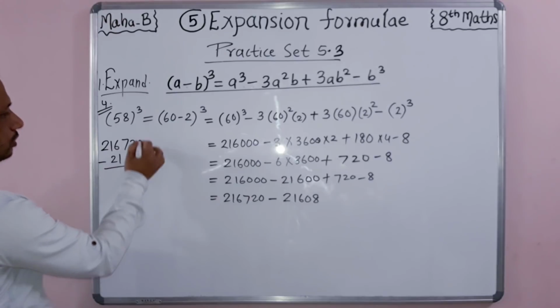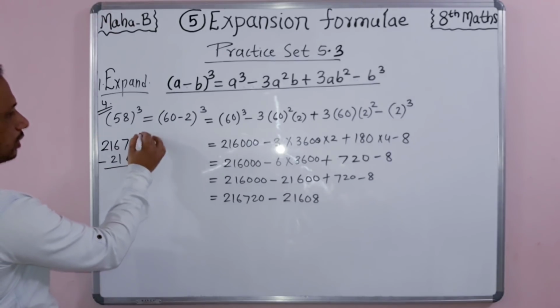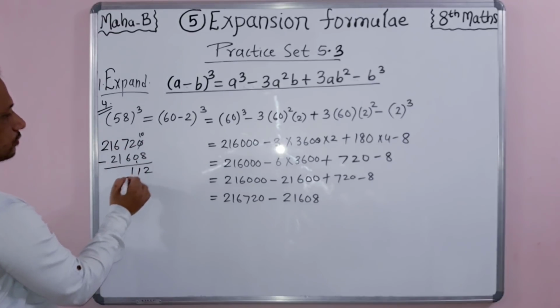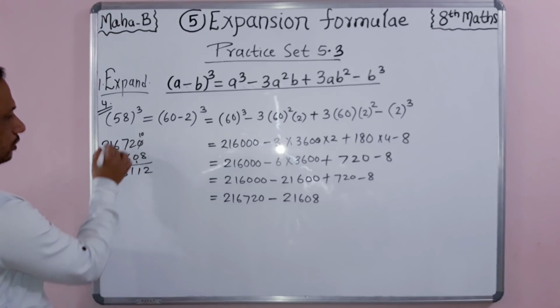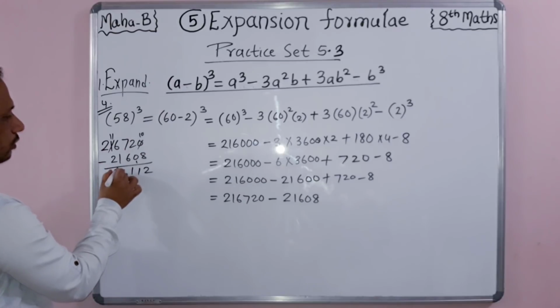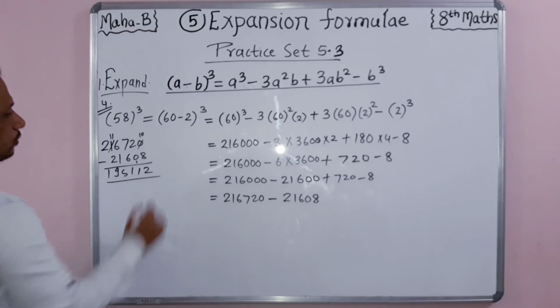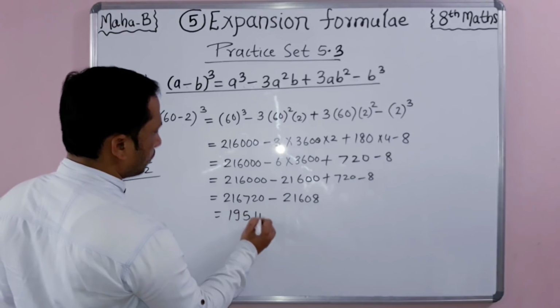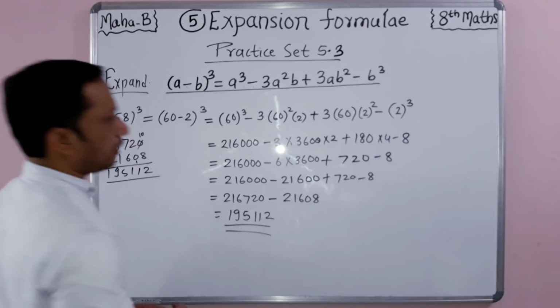21608. Okay students, so like 8 minus 10 minus 8, you will get 2. So 2 minus 1, 7 minus 6, 1, 6 minus 1, 5, and now 11 minus 2, 9 will be there and 1 will be there. So 195,112. Okay, so students, so this is our final solution.